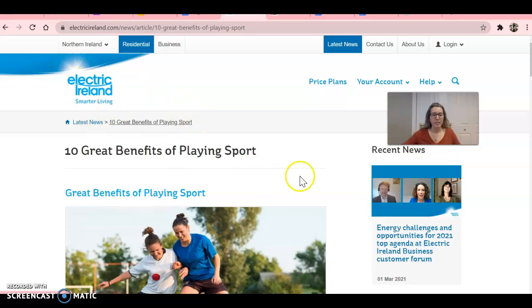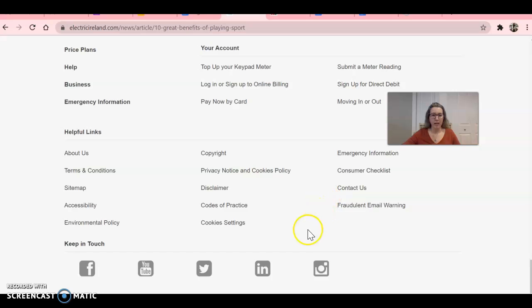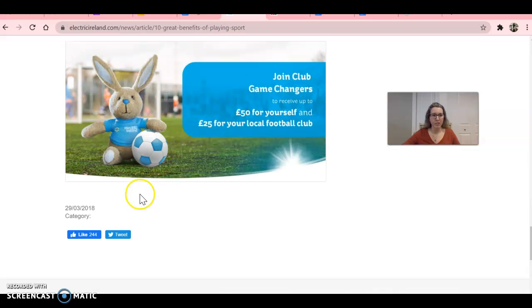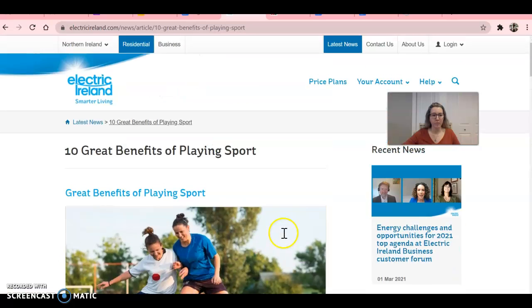All right, this looks like it's a pretty reliable source. Let me check the bottom, this is where you can find some more information about the copyright date. Okay, so let's take a look at the information that it gives me.